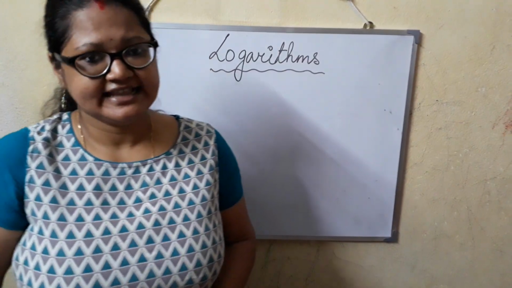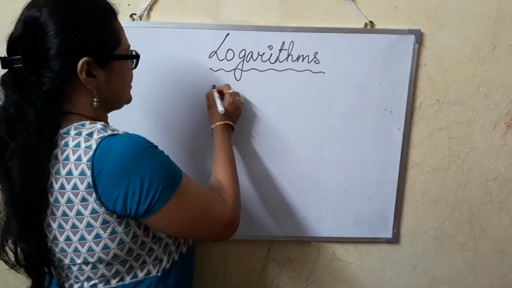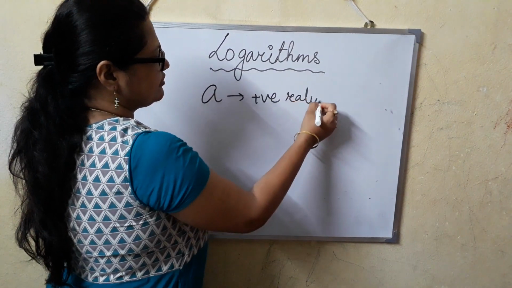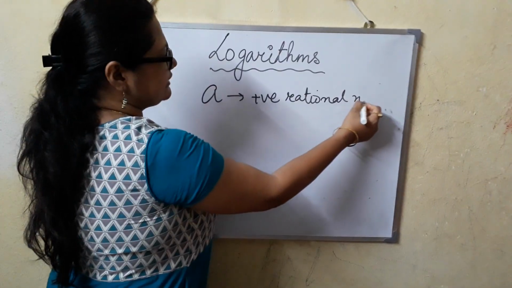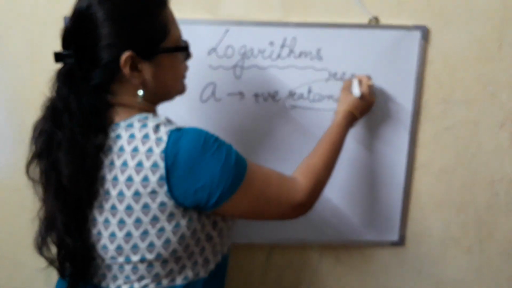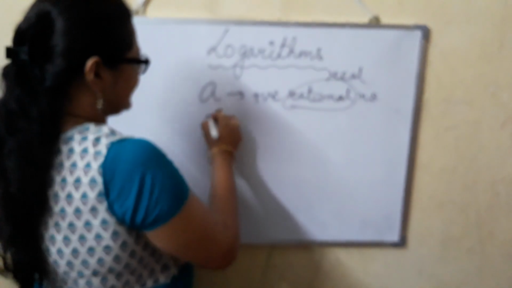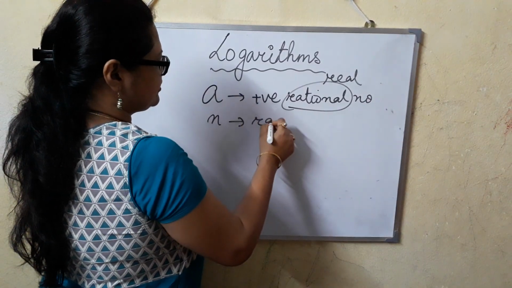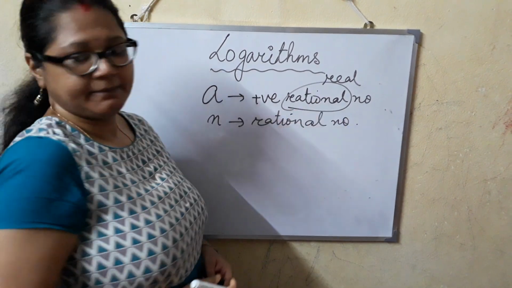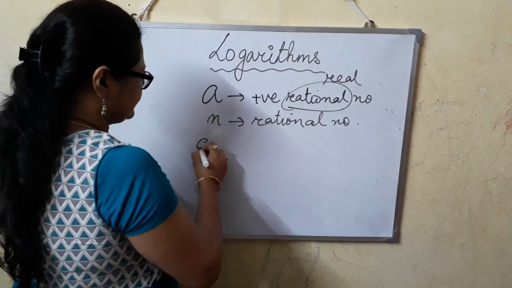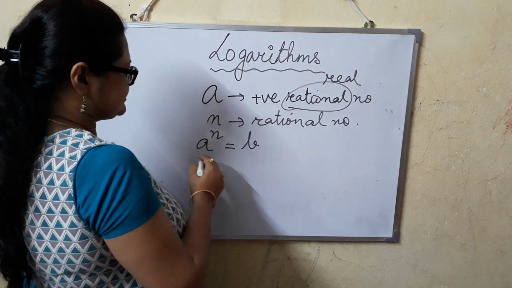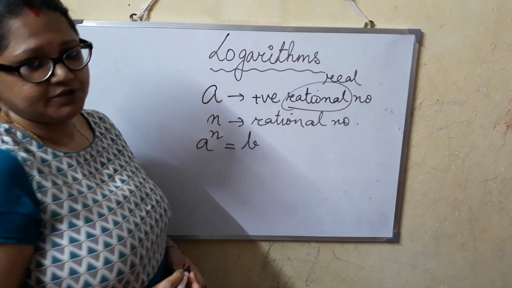What we do is that let us consider a to be a positive real number, and n to be a rational number. And we can also write or express a to the power of n equal to b.